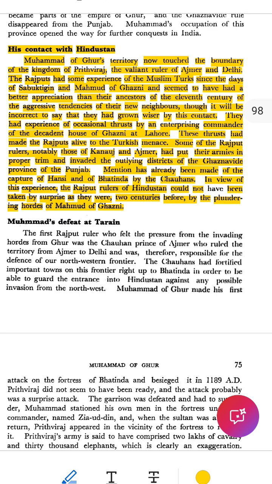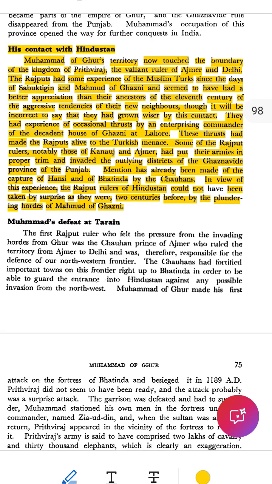5. Though it will be incorrect to say that they had grown wiser by this contact, even though they had more experience and awareness, the Rajputs still did not act wisely. They failed to unite, and many underestimated the Turkish danger. So the author says they were not truly wise, even if they knew more than before.